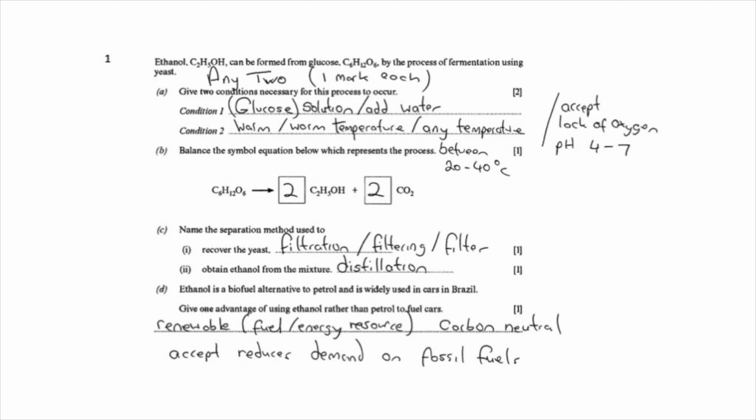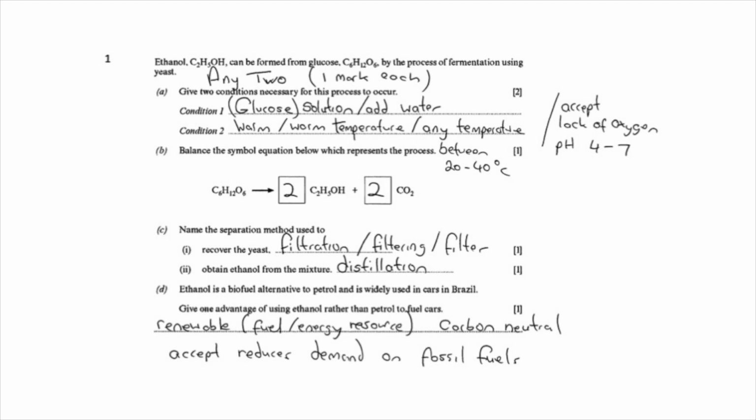So if you put 2 ethanol molecules and 2 carbon dioxide molecules, you'll have a total of 6 carbons, 12 hydrogens and 6 oxygens on the right hand side. And this is balanced because I have 6 carbons, 12 hydrogens and 6 oxygens on the left hand side.